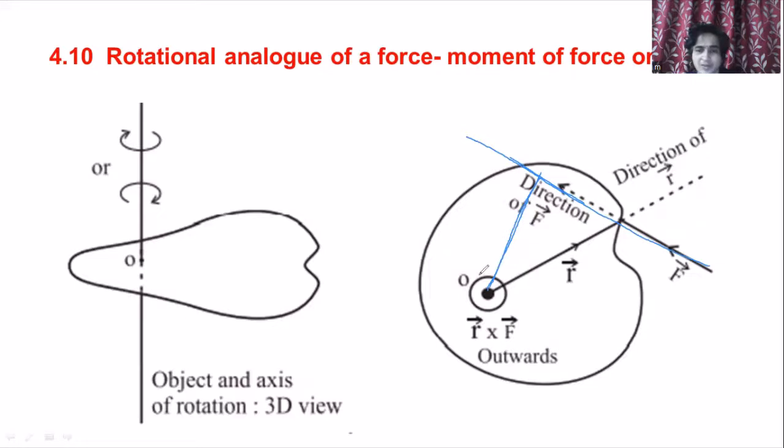Now one can see here what is shown, that round and once again dot. That is going to give me the direction of rotation. R cross F is a vector quantity, and the direction will depend upon whether the body is going to move clockwise or anti-clockwise. That will decide the direction of R cross F.